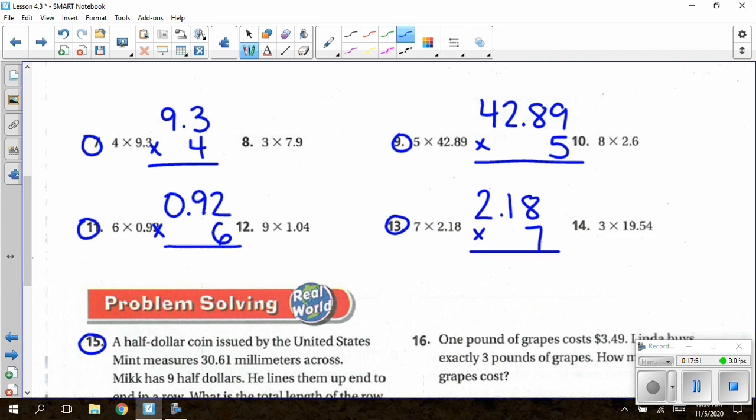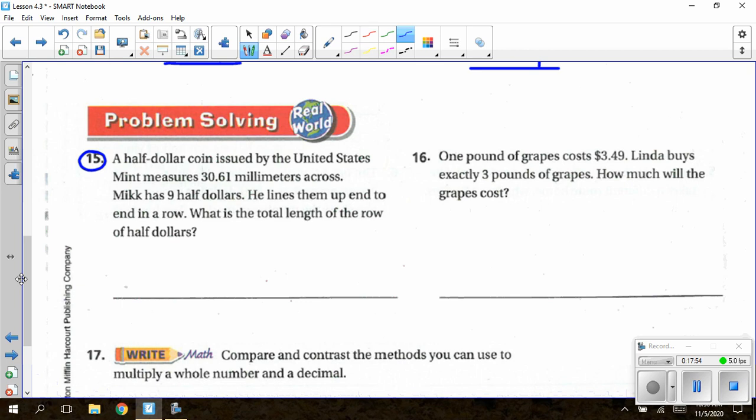And then for question number 15, it says a $50 coin issued by the United States Mint measures 30 and 61/100 millimeters across. Mick has 9 $50 coins. He lines them up end to end in a row. What is the total length of the row of $50 coins? So obviously you're taking the length across that $50 coin, which is 30 and 61/100 millimeters, times the number that are lined up end on end, which was 9. So that would give you the total length in millimeters when you solve.